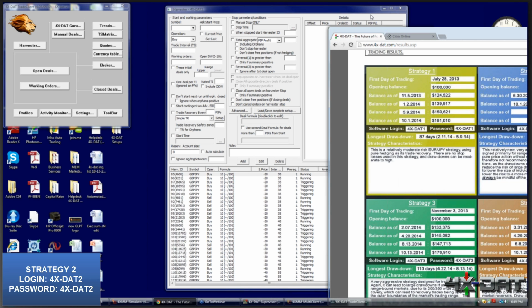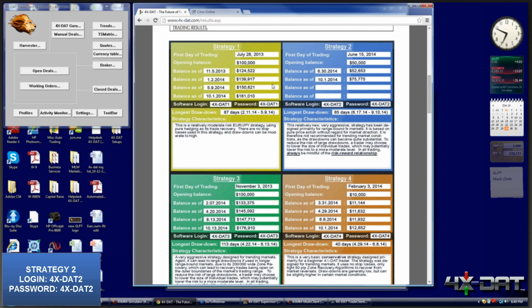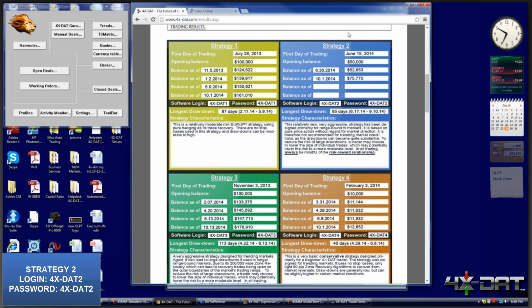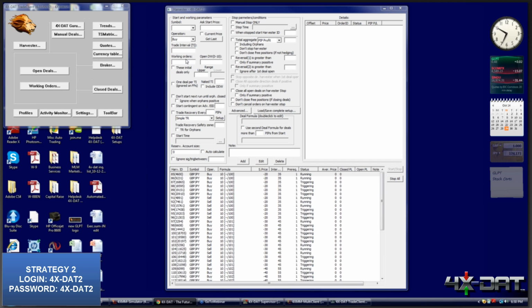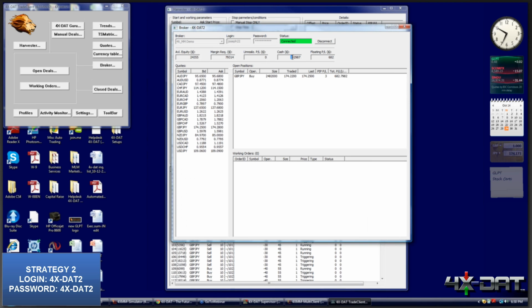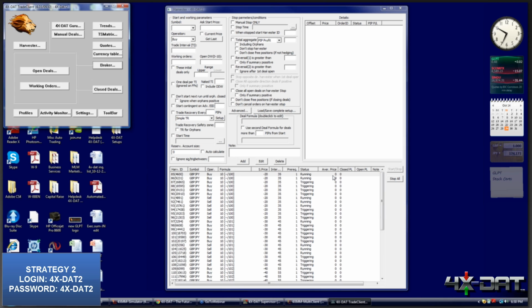Again, we started this strategy back June 15th, and currently we're at about $103,000. So bottom line is, don't really pay a big attention to the return.